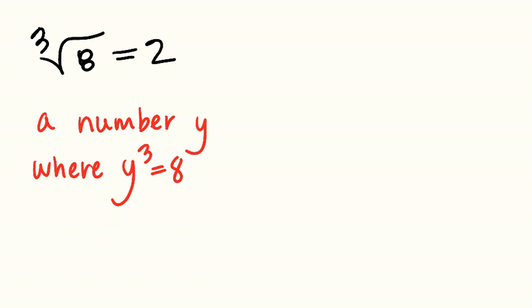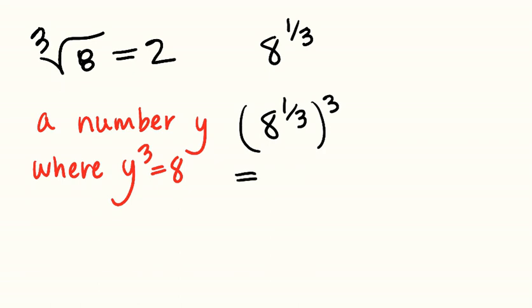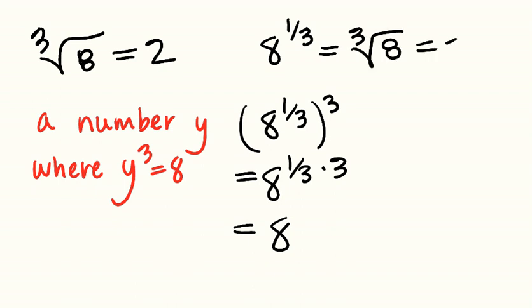And it says, well, 8 to the 1/3 power. Again, I'm proposing that the 1/3 power is the same as the cube root. So if that's true, then when I take this number to the third power, I should get 8, right? If 8 to the 1/3 is a cube root. So this is 8 to the 1/3 times 3, which is 8 to the 1. Meaning that 8 to the 1/3 is the third root of 8, which we just said was 2.